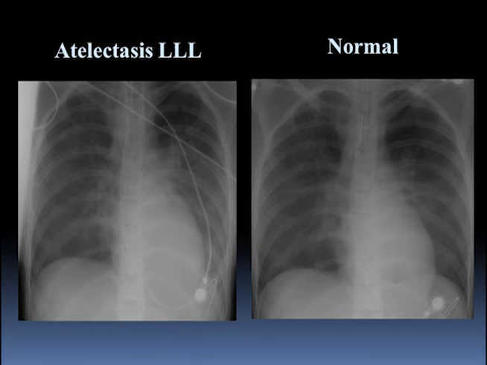One of the commonest causes of this volume loss is the postoperative state. So here's a patient who has a normal on the right side, and on the left side there's left lower lobe collapse. Okay, very common following surgery. They don't ventilate their lungs properly, so portions of the lung actually collapse down.